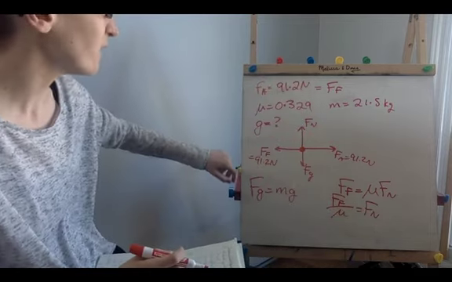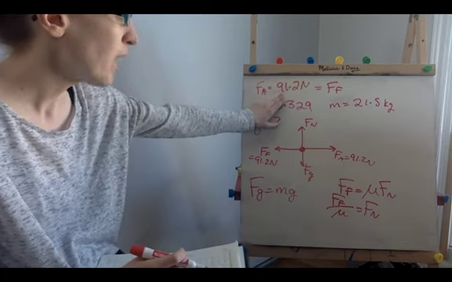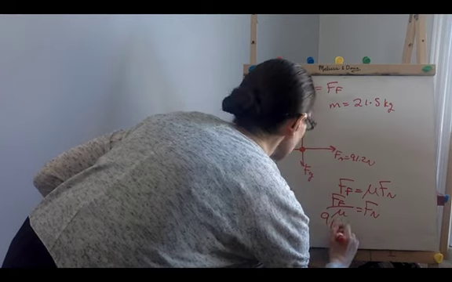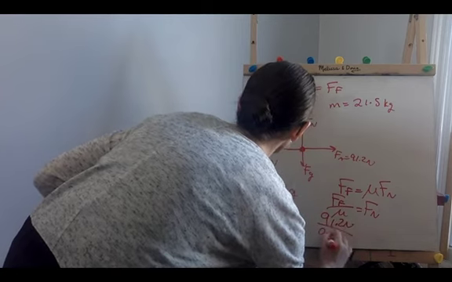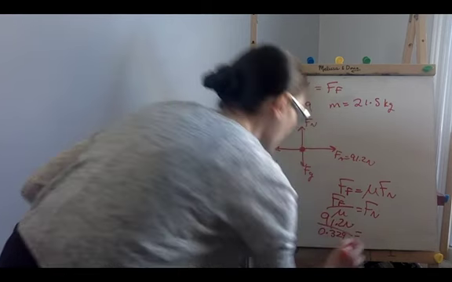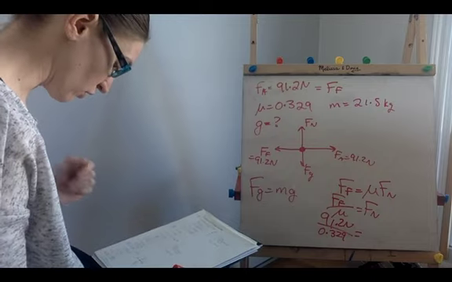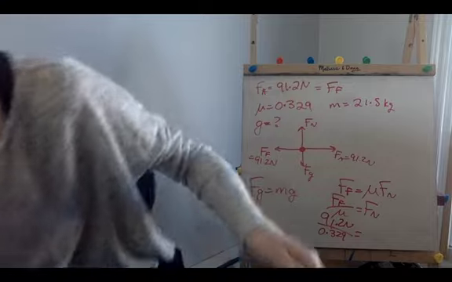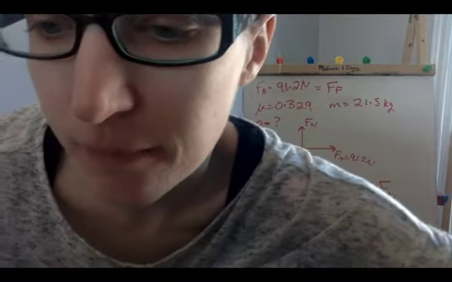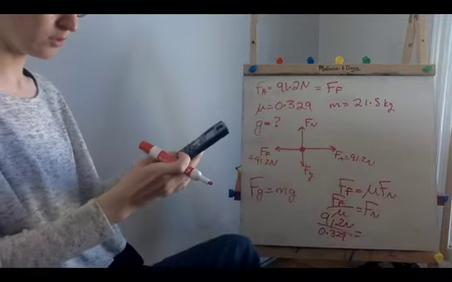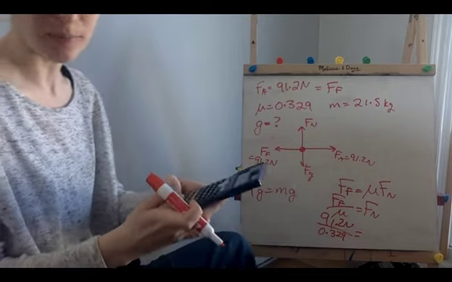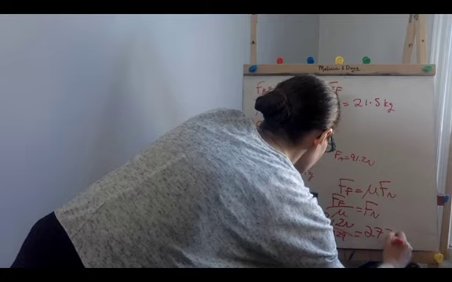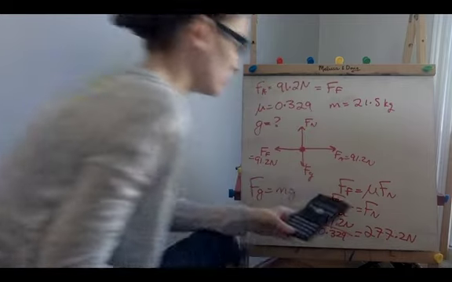So we can take that value of 91.2 and divide it by 0.329. So 91.2 newtons divided by 0.329, and we get a normal force value of, I've misplaced that number. Okay, so 91.2 divided by 0.329 gives us a normal force of 277.2 newtons.